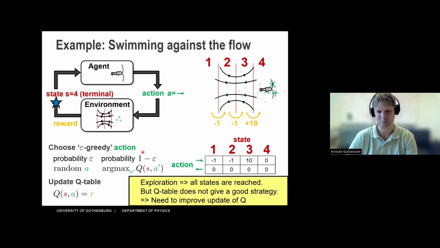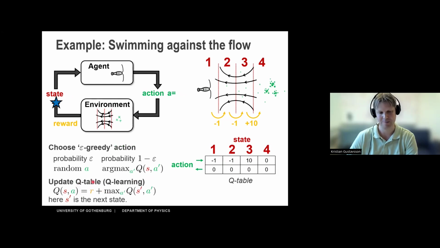Okay, so by adding exploration, we can reach all states, but still this is not a good strategy because in state 1 and state 2, according to the Q table, the best is to move to the left. So we need to have this epsilon greedy to be able to move to the right. So this is not a very good strategy. So somehow we need to update the Q in a better way to learn that we had a good state up here to be able to swim to the right in state 1 and 2. And this is done by changing the update rules.